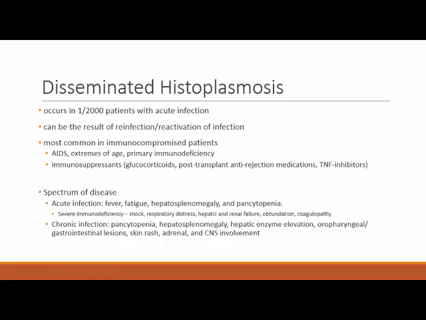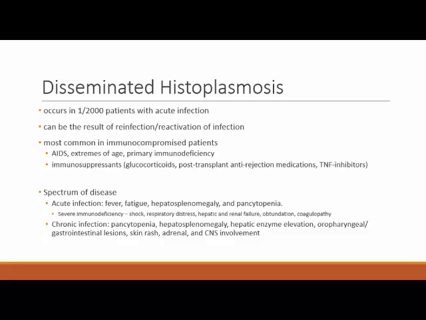Disseminated histoplasmosis occurs in 1 out of every 2,000 patients who have an acute infection. It can be the result of a reinfection or reactivation of the infection. It's most common in immunocompromised patients, specifically AIDS patients, extremes of age, immunodeficiencies, or patients who are on immunosuppressants, so post-transplant or TNF inhibitors or steroids for other reasons.